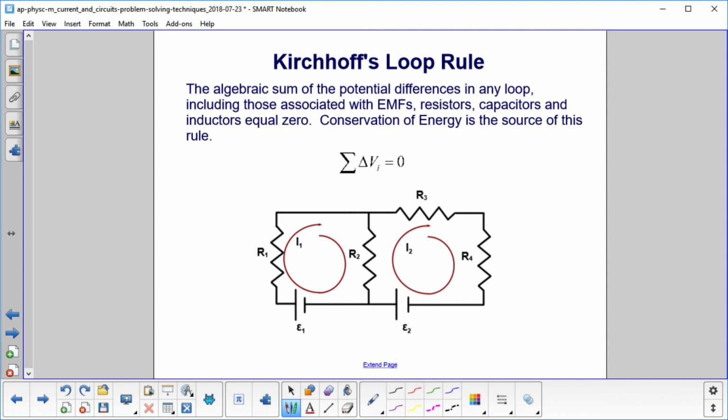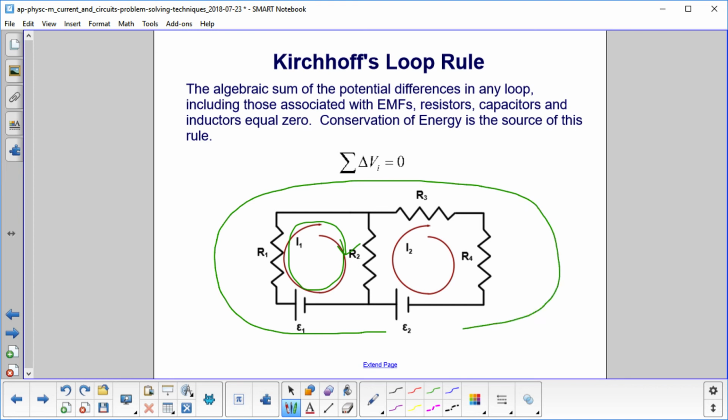Kirchhoff's loop rule is the algebraic sum of the potential differences in any loop. We've drawn a loop here. The loops are arbitrary. You can draw them however you want. We could also have drawn a loop like this around the whole picture. Those potential differences have to add up to 0, and that's the conservation of energy. This would give you a positive delta V leaving the battery like that, and then through the resistors, negative V, because what you're doing is transforming that electrical energy into thermal energy.